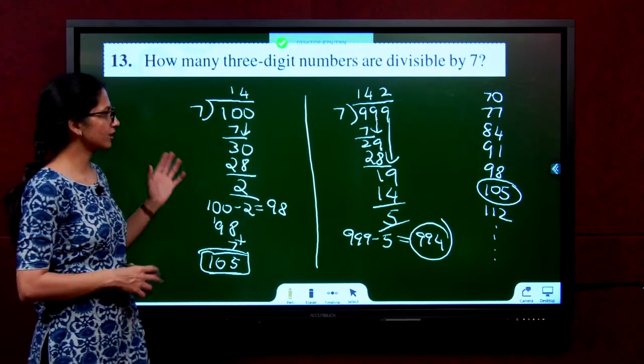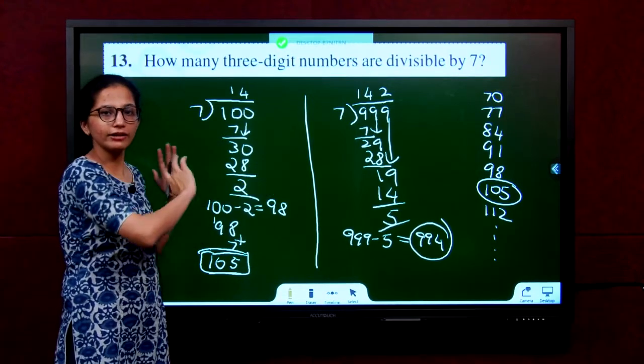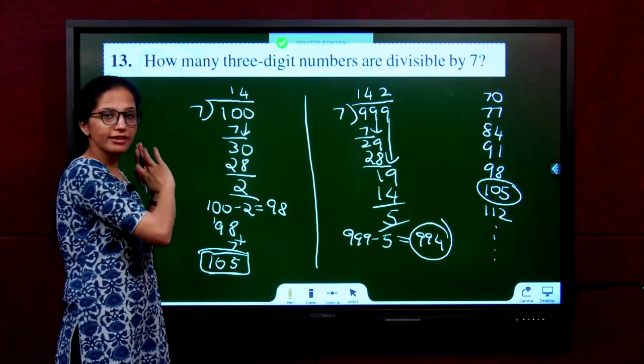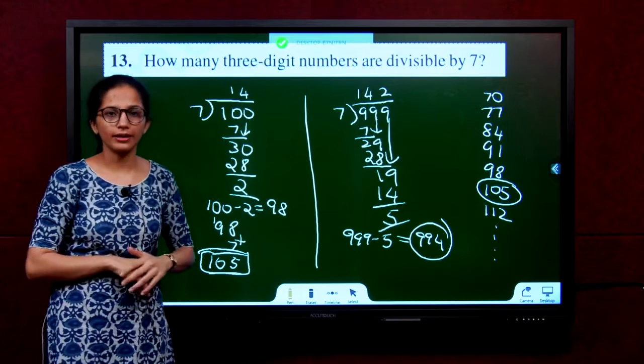I hope you all understood this. This has to be in a working column. I don't have space here, so I have done it here. In your exams, you will put all this in the working column.